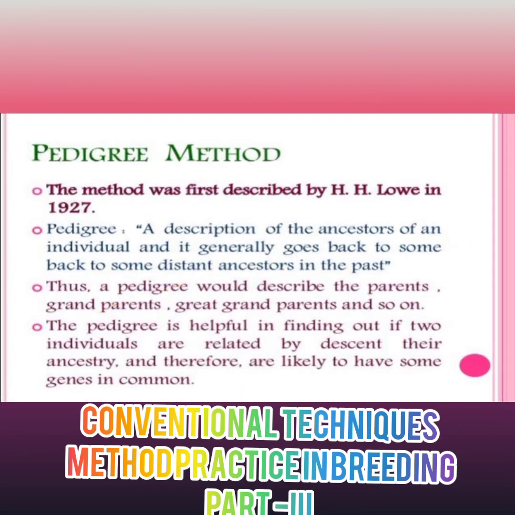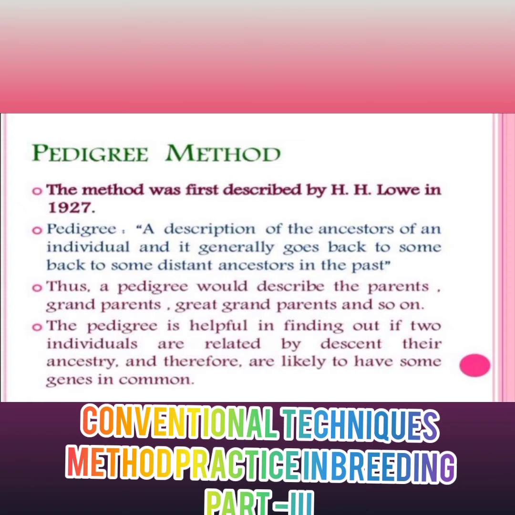Okay, next method, that is the pedigree method. It was first described by H.H. Love in 1927. Pedigree is a description of the ancestors of an individual, and it generally goes back to some distant ancestor in the past. Thus, the pedigree would describe the parents, grandparents, great grandparents, and so on.